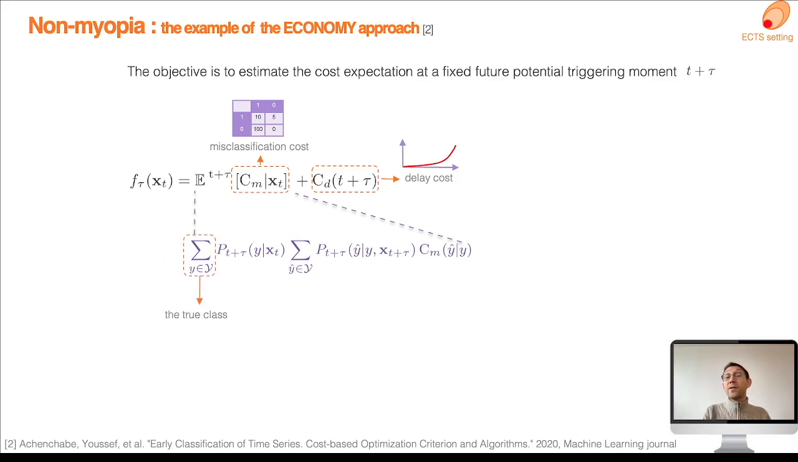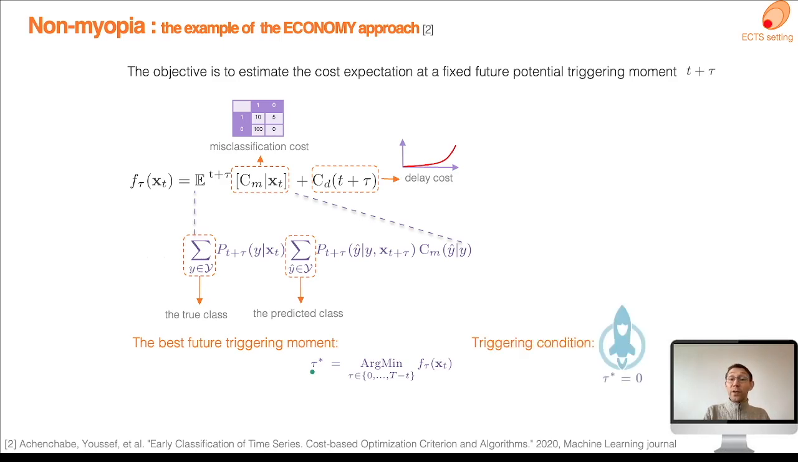The first sum is done on the true class of the time series and involves the probability that the series belongs to each class. The second sum is made on the predicted class and uses the probability of being wrongly aware of the true class. The best triggering time, denoted by tau star, is defined as the argmin of the function when tau is varied up to capital T.